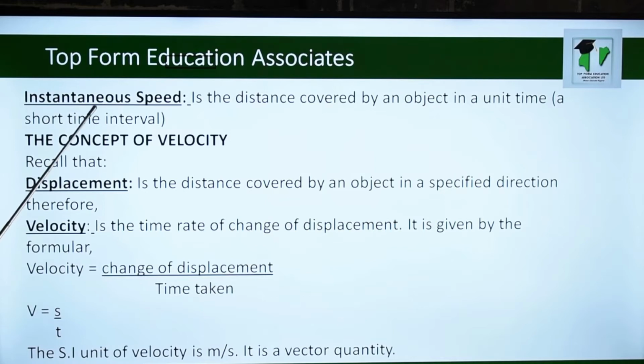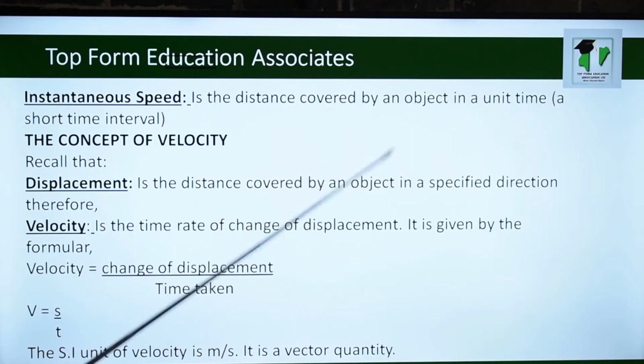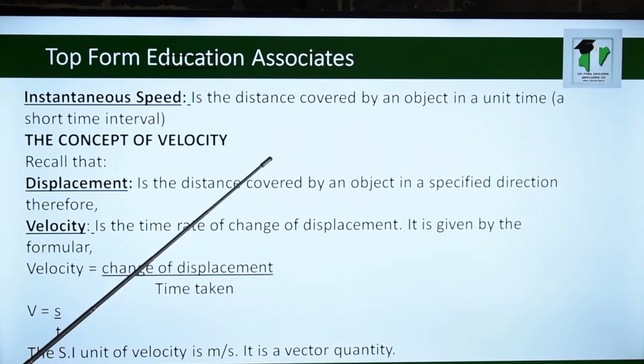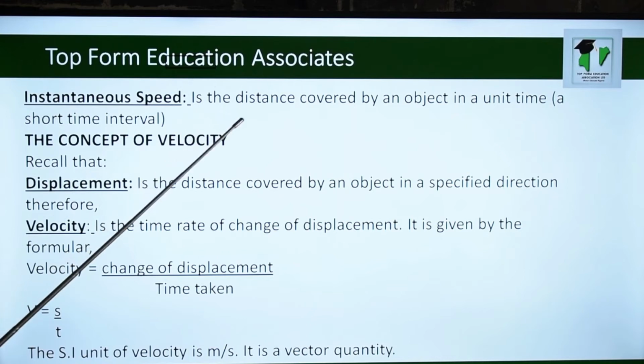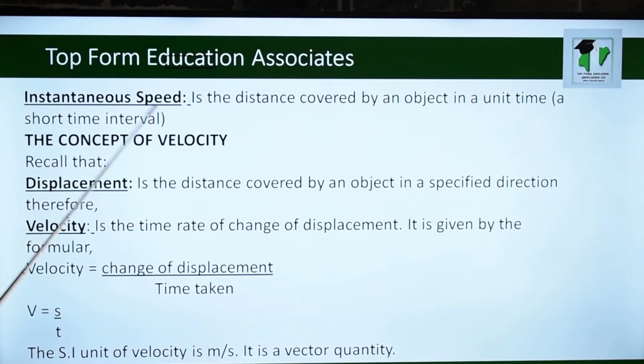Now we'll go over to what is called instantaneous speed. It is the speed covered by an object in a unit time, meaning in a short time interval. So we'll say it's instantaneous at a particular instant. So the distance covered by an object in a unit time is known as instantaneous what? Speed.